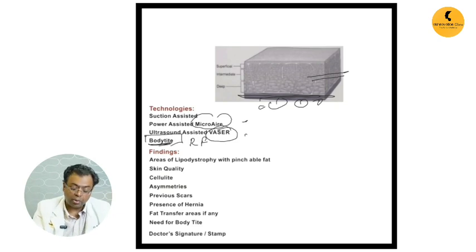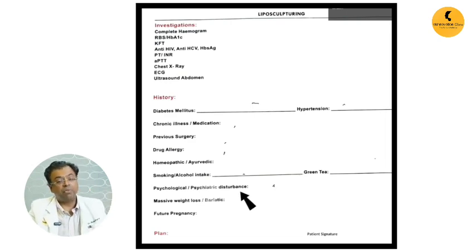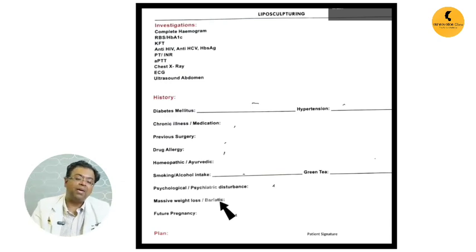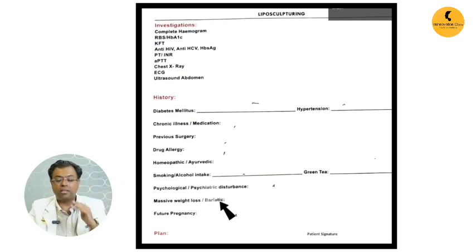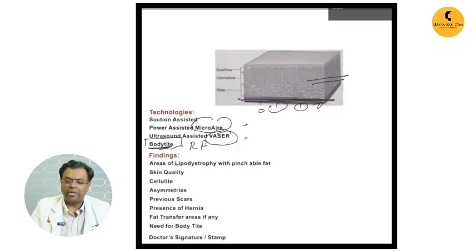We also ask about their history, whether they are diabetic, hypertensive, any long-term illness, any surgeries, any allergy to any medicines. If they smoke, if they take green tea. If they have any psychiatric, psychological illnesses. In case of female, whether they want more kids, pregnancies, and if they've had massive weight loss either by diet, exercise, or bariatric surgery. Then we take them for examination.